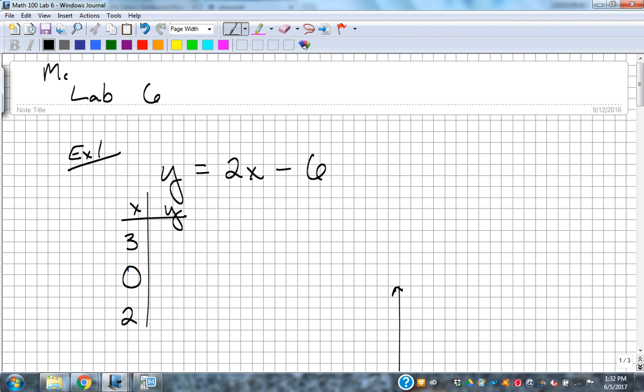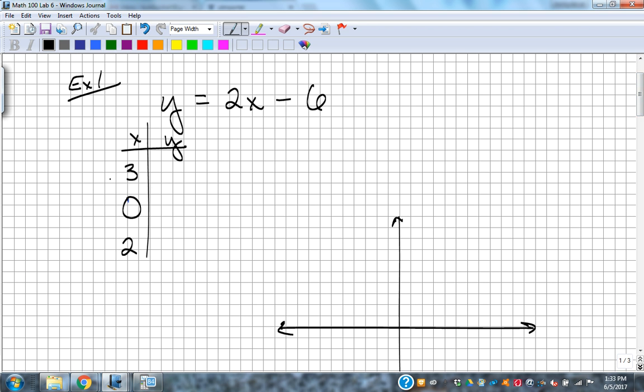Math 100, lab number 6. We're taking an equation and we're going to find some ordered pairs that go with that and actually graph this one on a coordinate plane. So it's taking what we started in lab 5 and going a step further and actually drawing the graph.